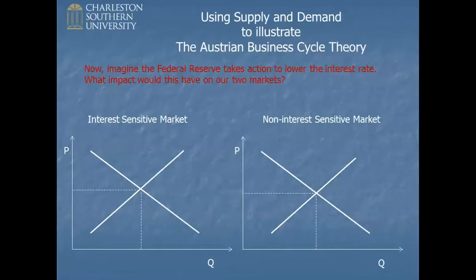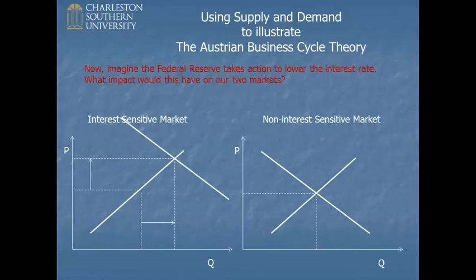So in the interest sensitive market, what would happen obviously is that the demand curve would increase. And when the demand curve increased, there'd be a new equilibrium price and quantity, and the price would go up and output would go up in the interest sensitive market. In the Austrian business cycle theory, this is called the boom period, because there's more employment, prices are up, stock prices are up, profits are up, everything is good. At least in the interest sensitive market, everything is good in this period.